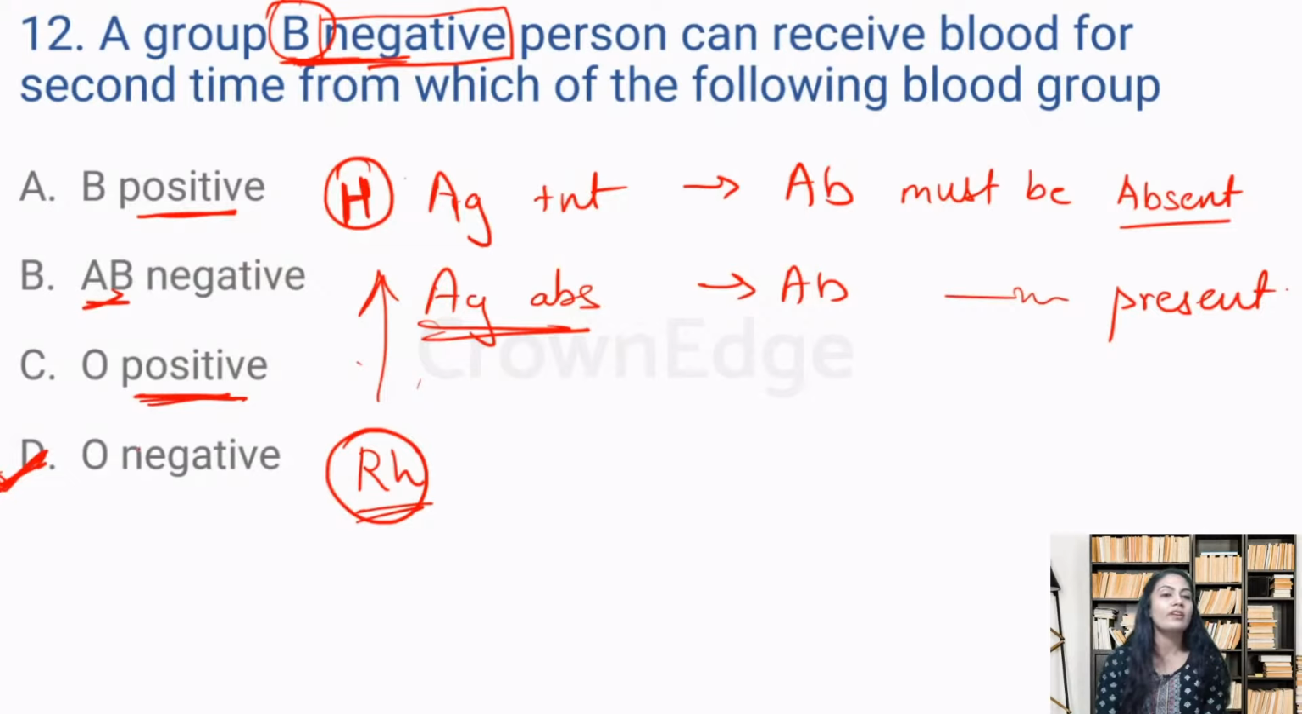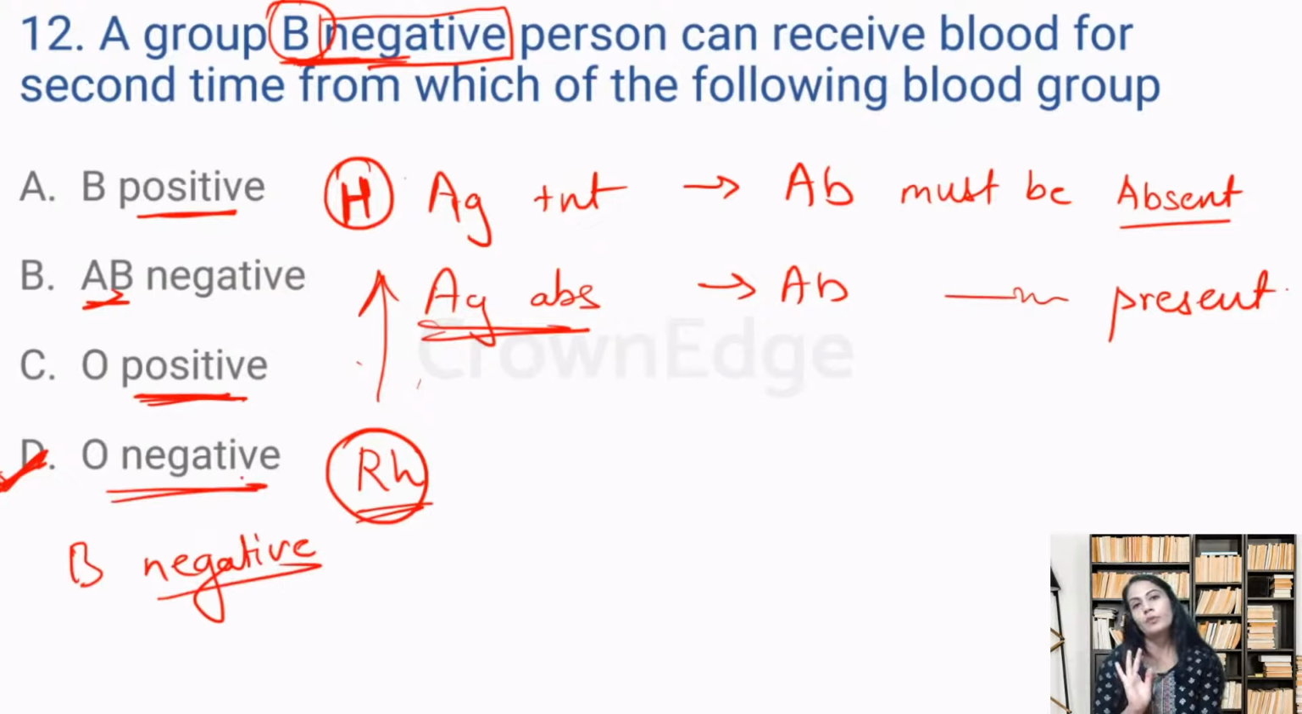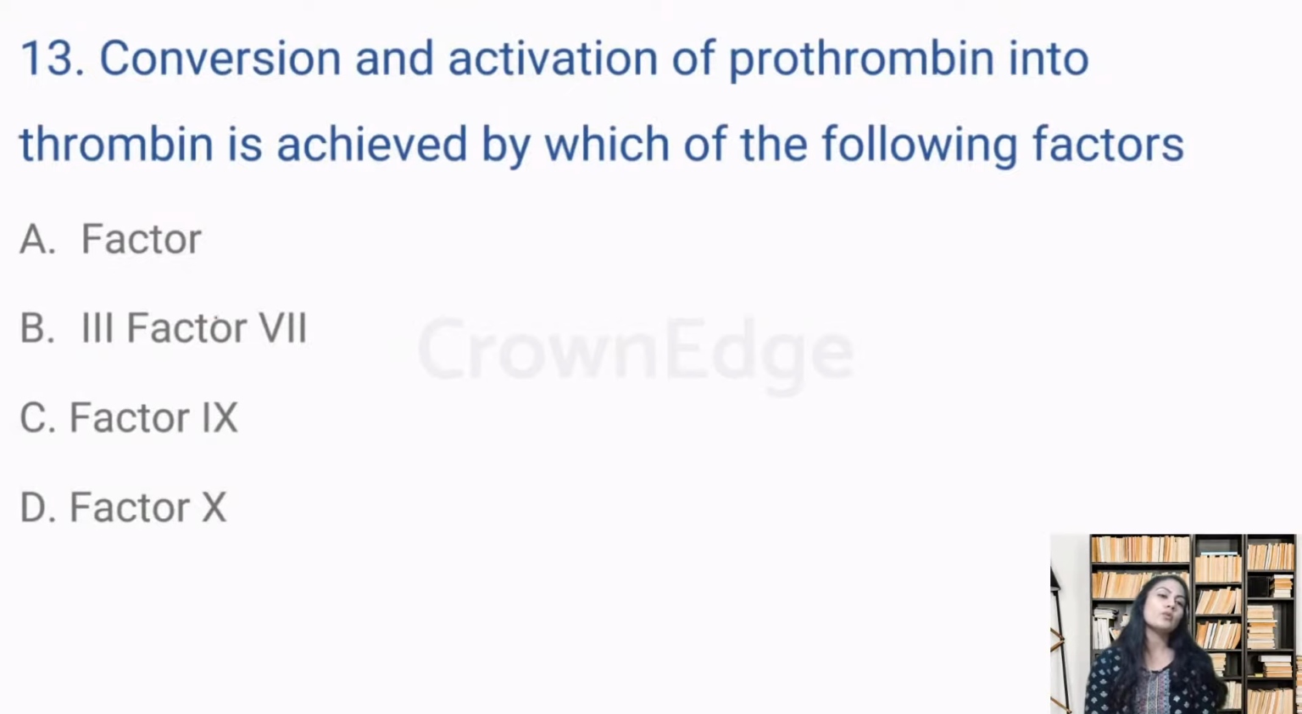If they would have given B negative, definitely we can give the B negative blood or O negative blood. Okay, we do not want any foreign antigen to introduce to the patient, so that's why we can give either the same blood group or O negative blood group. Let's move on to the next question.